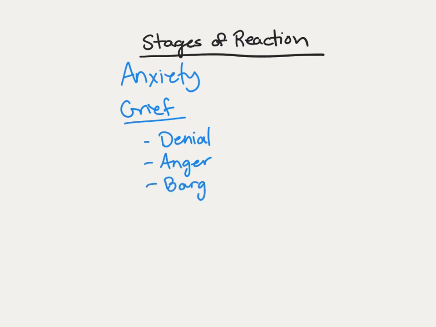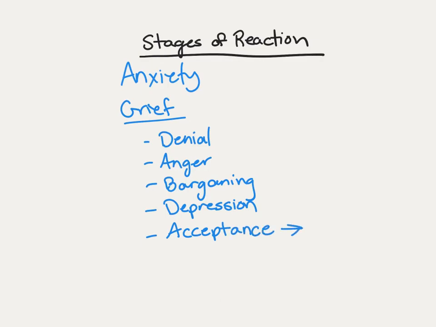And then a little bit of bargaining. Well, I'll just take really good care of my child and then everything will be okay. If I do everything right, really I don't need to worry about this. And then sometimes depression. It's just not working. I'm stuck with this. There's no way forward. And then finally, hopefully, achieving acceptance, which leads to what we call a new normal.